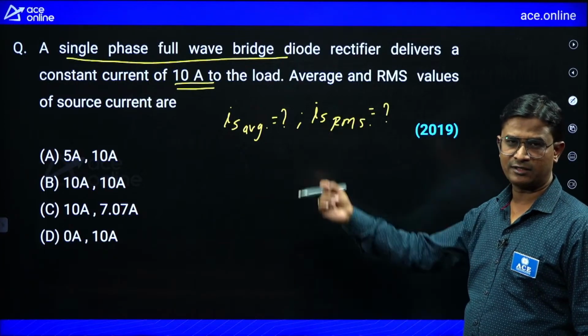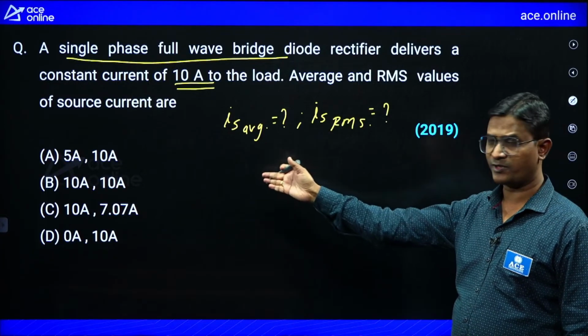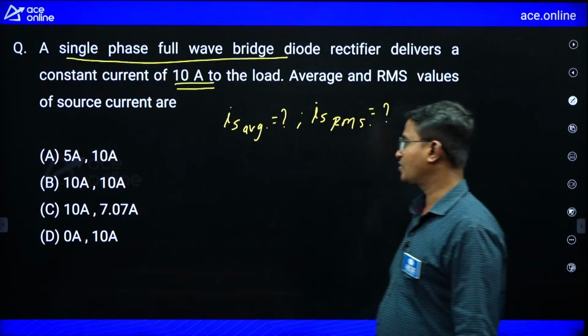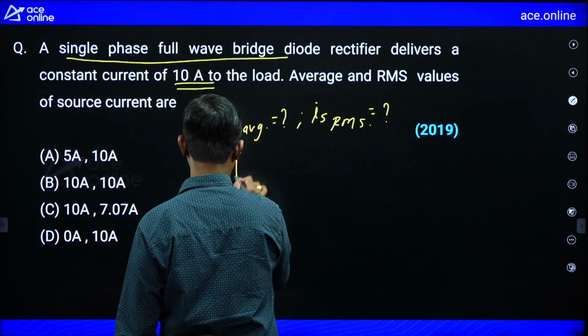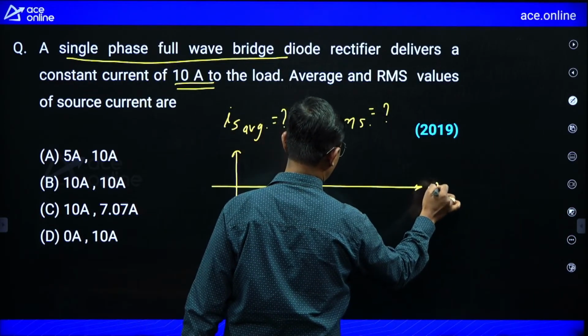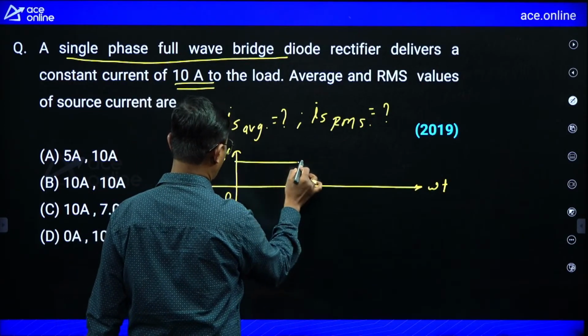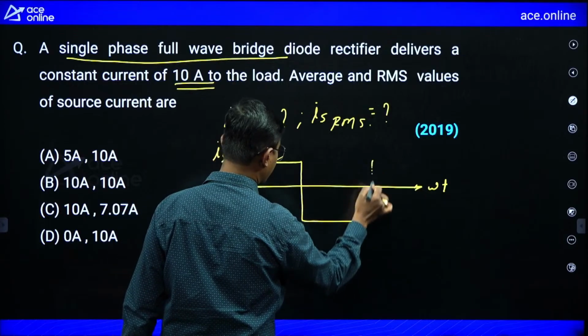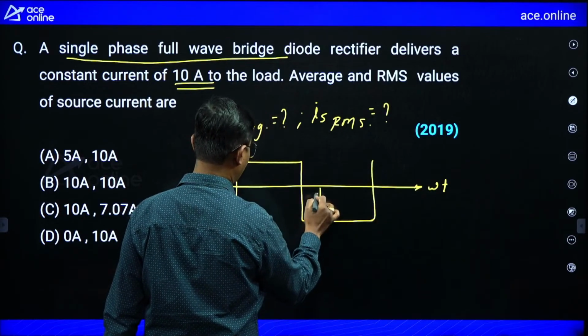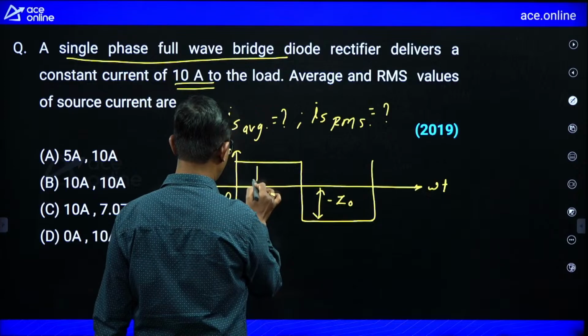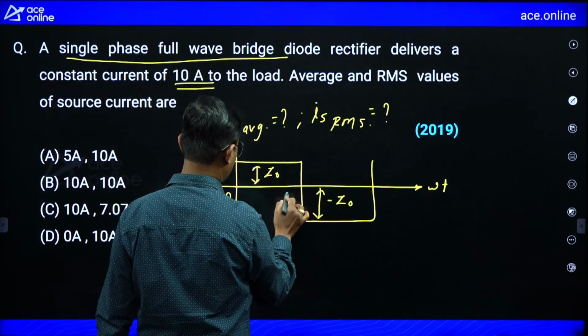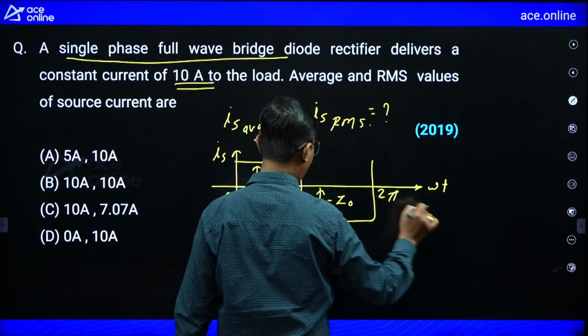Diode rectifier source current waveform, just now before the question we discussed, my source current waveform for the diode rectifier is a square function. From 0 to pi it is I0, pi to 2 pi it is minus I0. This is minus I0 and here it is plus I0. This is pi and 2 pi.